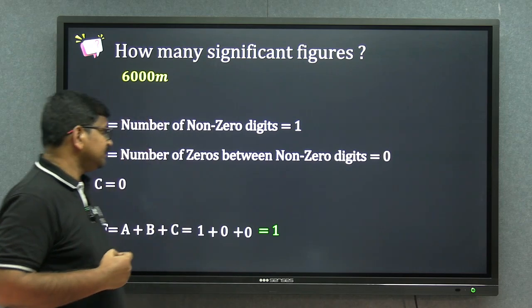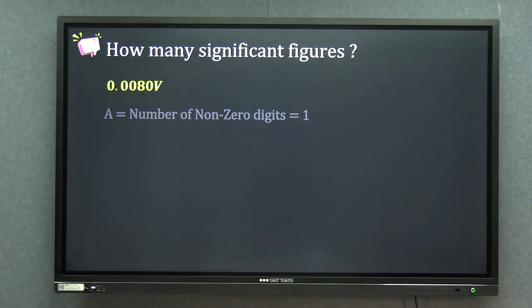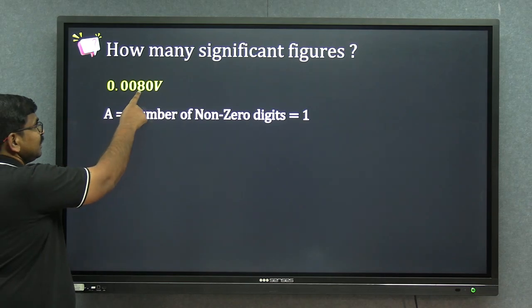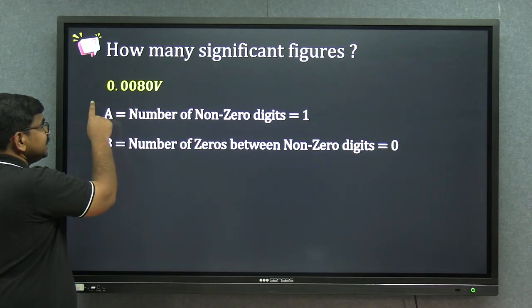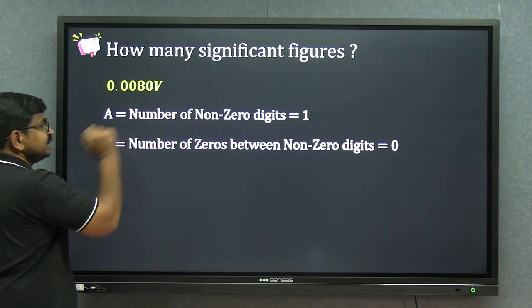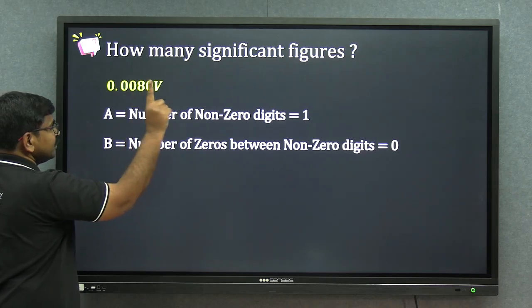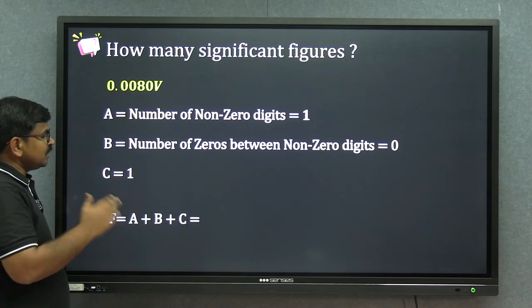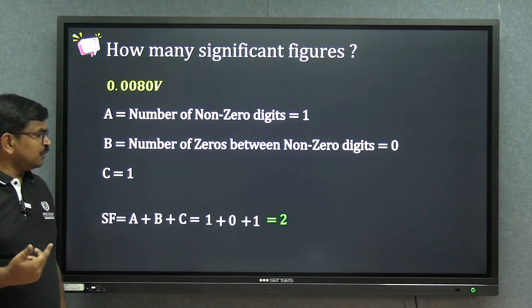So be careful. Now let me take another one, 0.0080. In this case, A equal to 1 and there is no sandwich zero, so B equal to 0. As the given number is a decimal, C will be there. Trailing zeros, that means rightmost zeros. How many are there after the non-zero? Only 1, so C equal to 1. So altogether I will have 1 plus 0 plus 1, that equals 2.